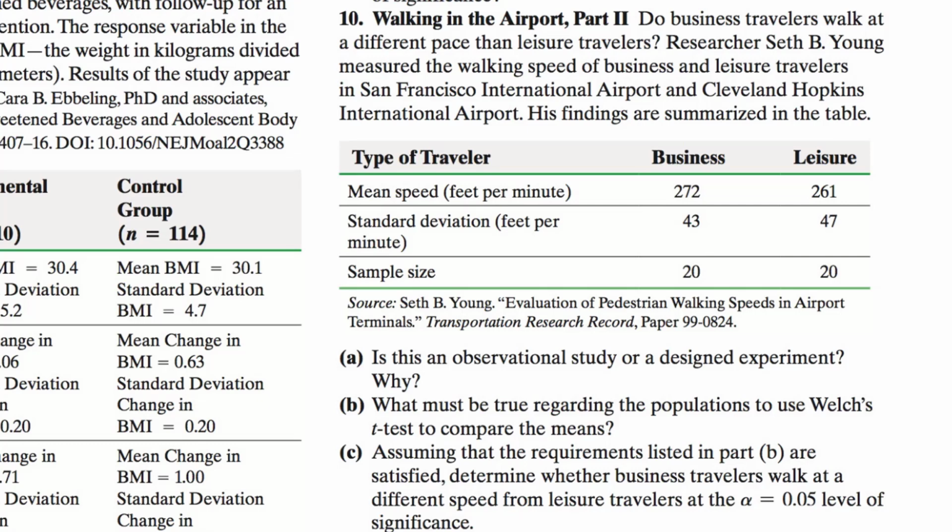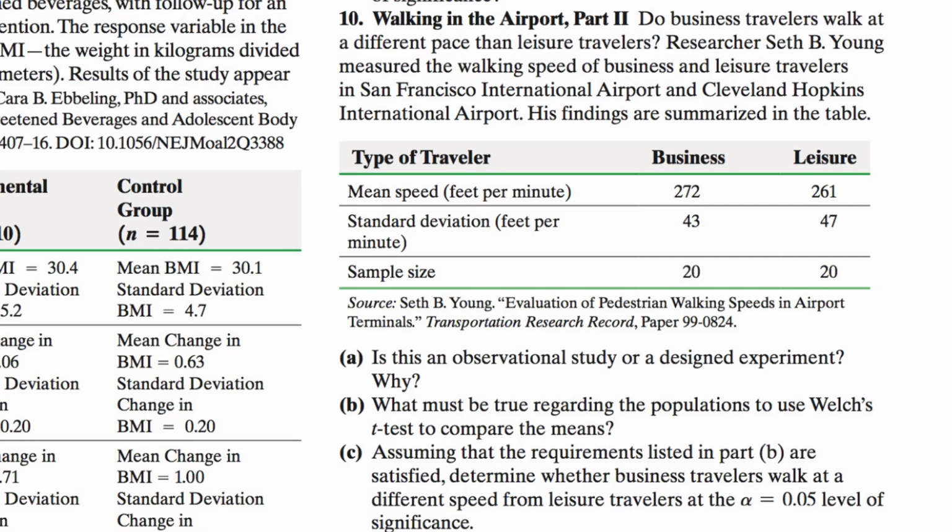So there's no intervention here. That should be clear. We don't have people in a laboratory. We have people in an airport, and we're just watching them. So this is an observational study, and the reason is because there is no intervention. So I'll put that down in a bit, but let's keep on moving here.